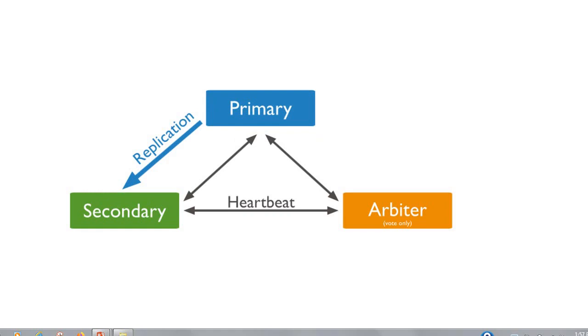Here, an arbiter participates in elections but does not hold the data. It does not provide data redundancy. An arbiter will always be an arbiter, whereas a primary may step down or become a secondary, and a secondary may become the primary during an election. So you need to note down here what is the role of the arbiter.